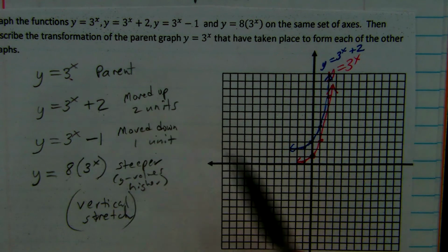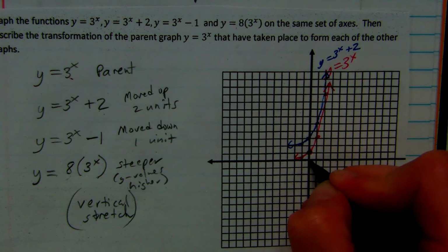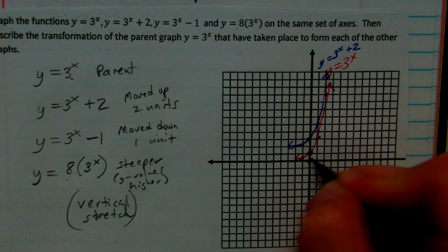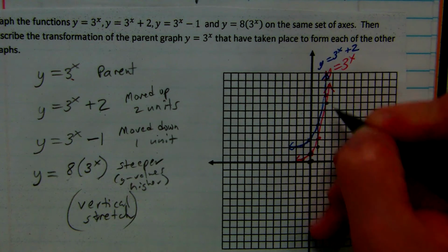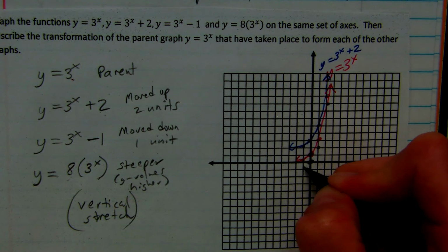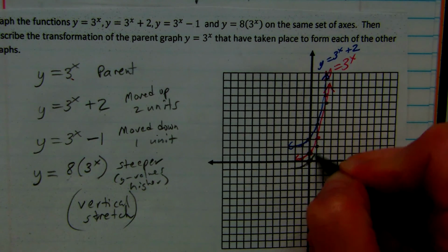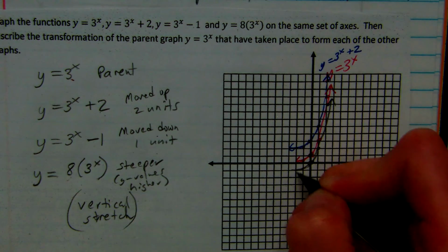3 to the x minus 1. So it's going to go through 0. So all these points are going to be 1 lower than on the original graph. Okay. Just going to get this done. All right, there we go.